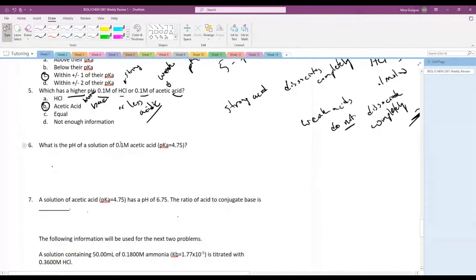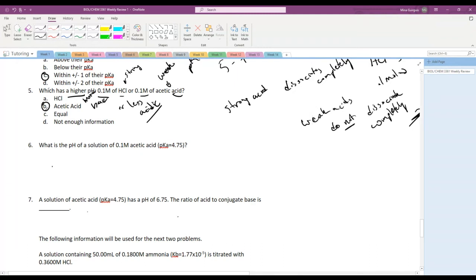So what is the pH of the solution of 0.1 molar acetic acid? And it gives us the pKa. So I'm going to solve this in a couple of different ways, just so that we can kind of show you guys the process. And you guys can do whichever you prefer.